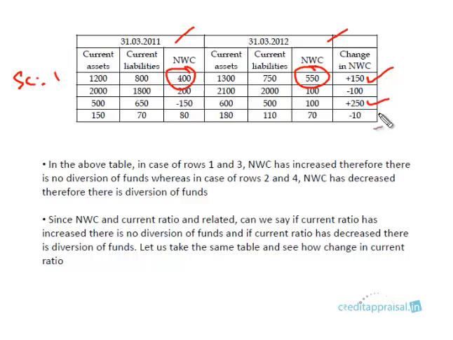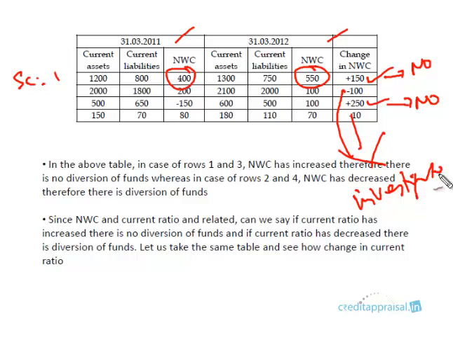So if you want to see the diversion of funds, this is how you calculate. A very simple calculation. You calculate NWC for both the years and see whether the NWC has increased or not. In the first scenario, there is an increase in NWC, so there is no diversion of funds. Third scenario also, there is no diversion of funds, right? Second and fourth scenarios, NWC has decreased. So we need to investigate. I'm not saying there is diversion of funds. I said I will qualify my statement. Whether there is diversion of funds or not, I'll tell you shortly, okay? But these two scenarios we need to investigate further.